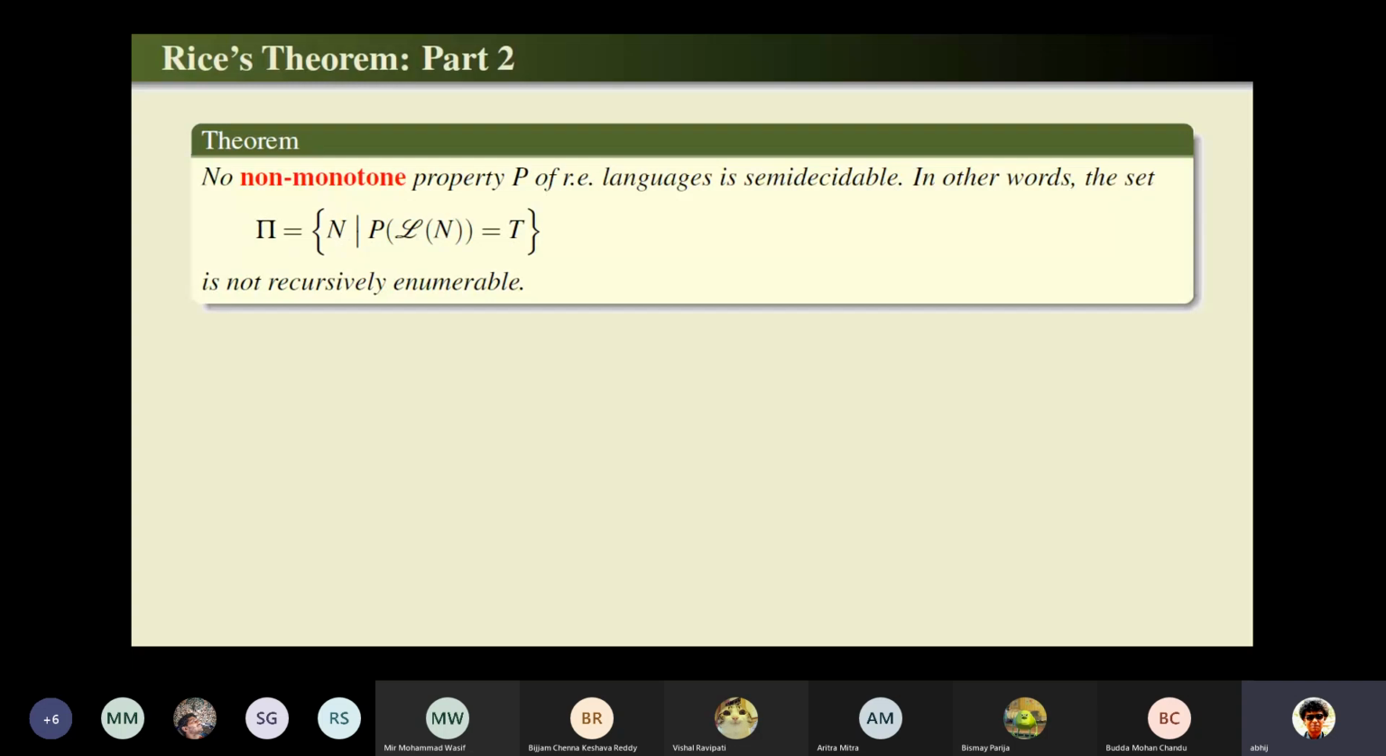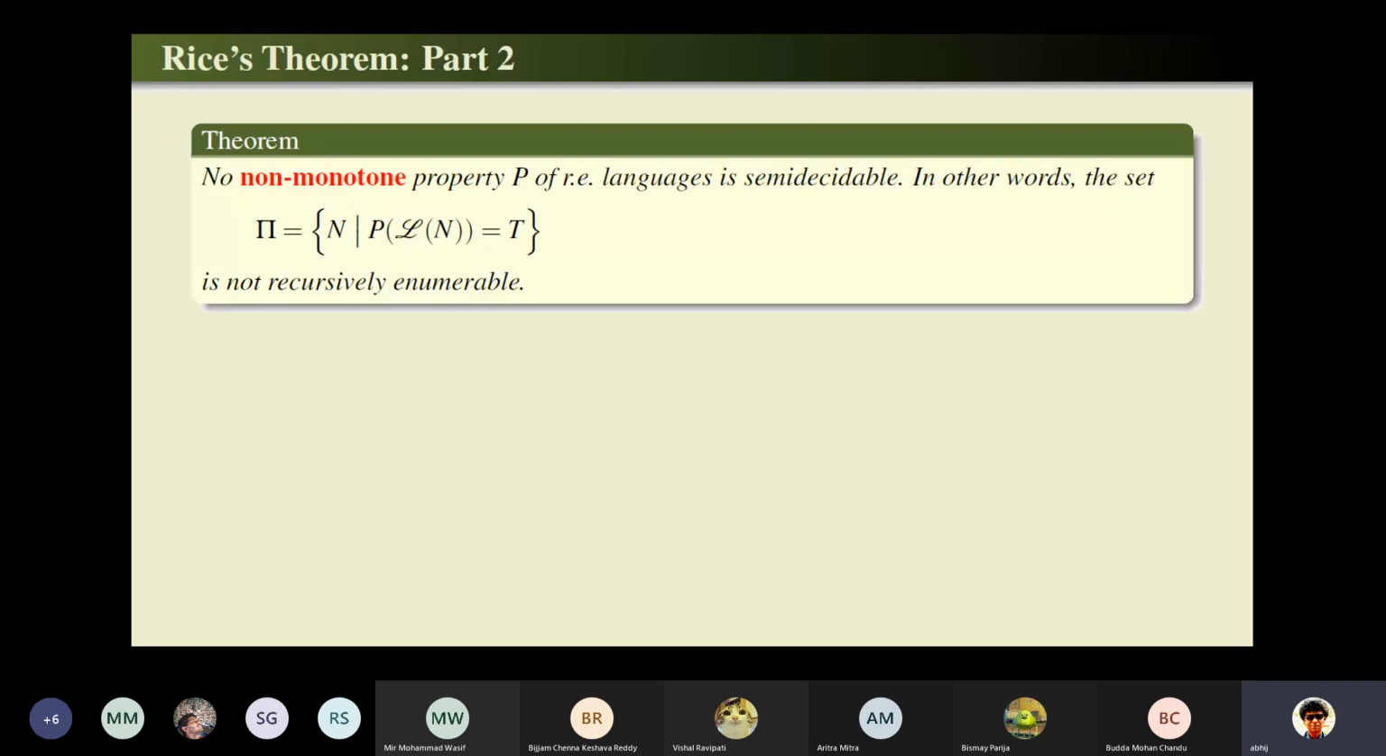So this is the same as the previous statement. The difference is that the earlier property was considered non-trivial. Now this is considered non-monotone. And the conclusion is, earlier it is not recursive. Here the conclusion is it is not even recursively enumerable. That is the only difference. Otherwise, formally stated, it is this.